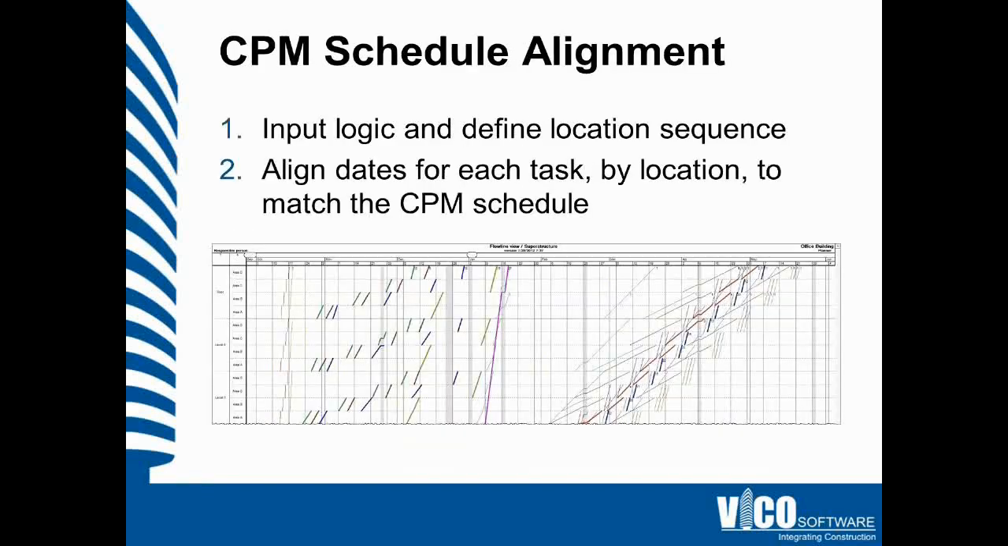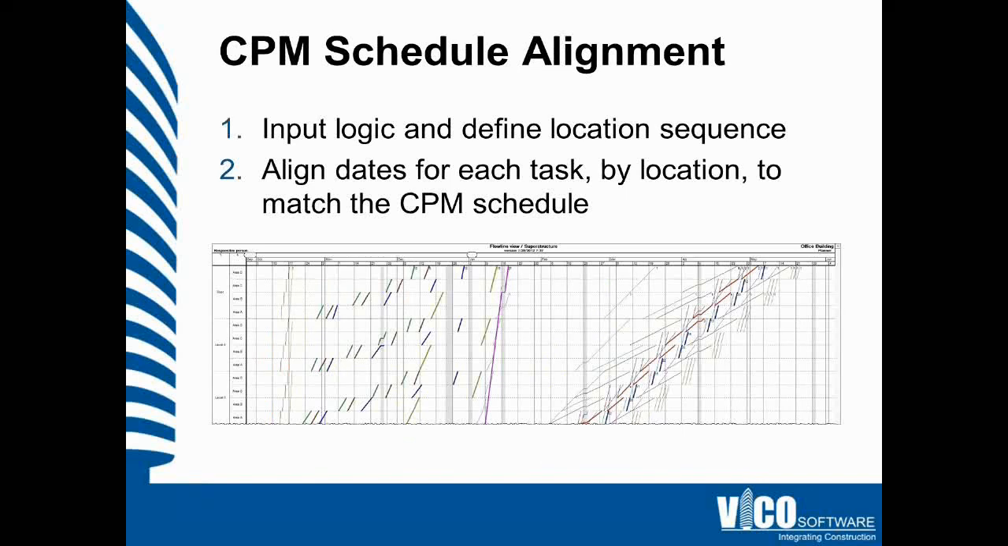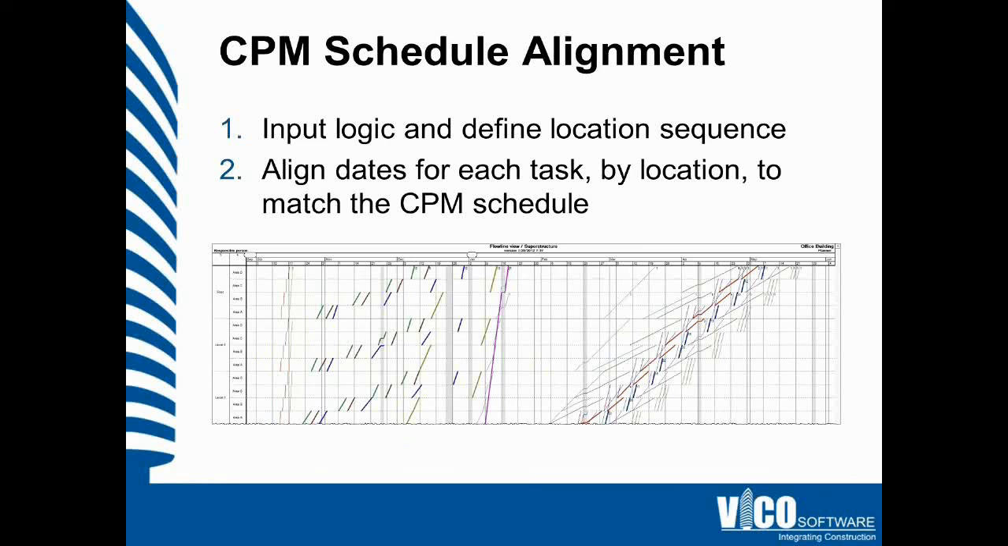Now, we're getting into the meat of it here, which is aligning the data from the CPM schedule to the Flowline view. What I'd like to do at this point is jump into a couple of files and simulate the process for you, so you can get a feel for how it works. But basically, you could imagine that at this point we have loaded models into Vico Office for the scope that we're looking to analyze.